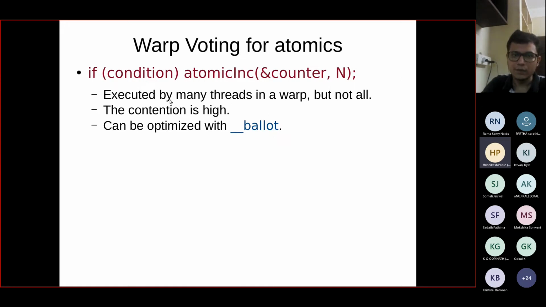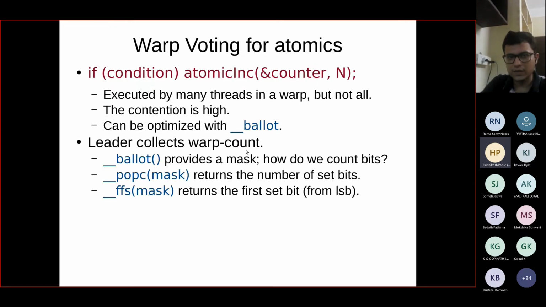So the problem with this type of code is that it has high contention. That is, 20 atomic calls are being made, right? And that is quite costly. Let us say that 20 warp threads were satisfying this, and atomics is being called 20 times, and hence there is high contention. But we can optimize this by using ballot, and let us see how to do that.